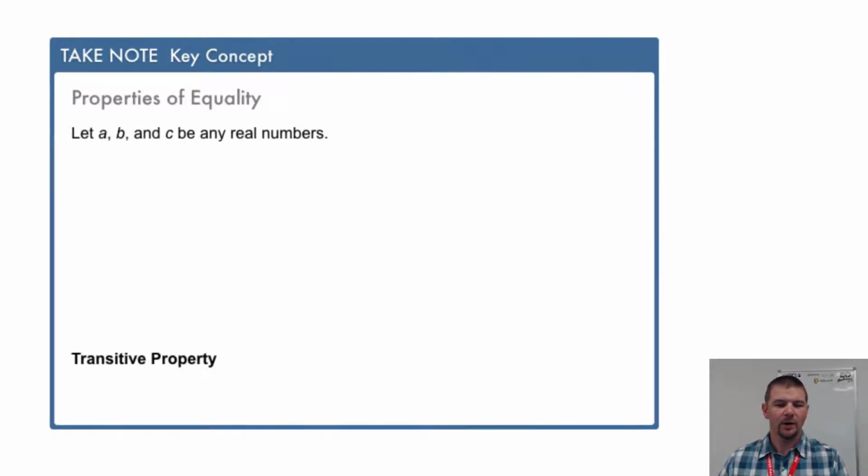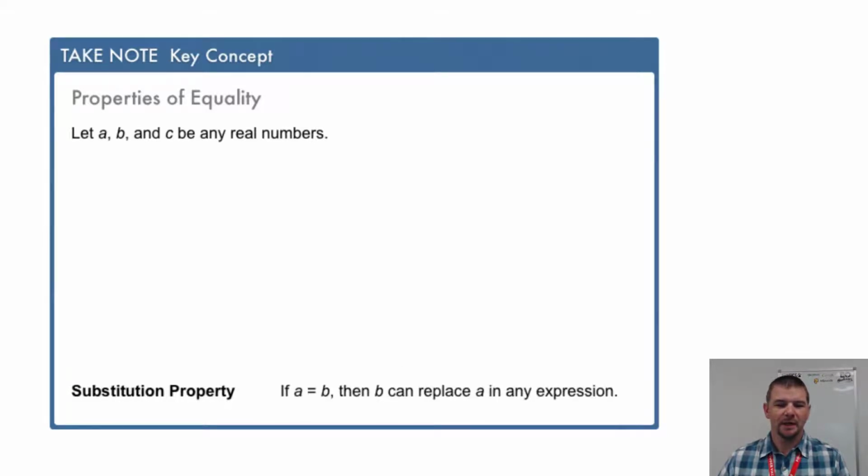The transitive property of equality: if A equals B and B equals C, then A equals C. The substitution property of equality: if A equals B, then B can replace A in any expression.